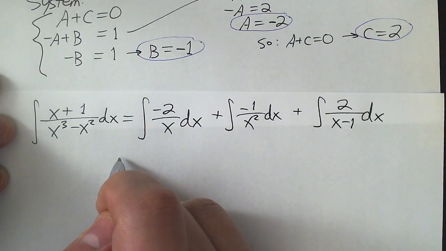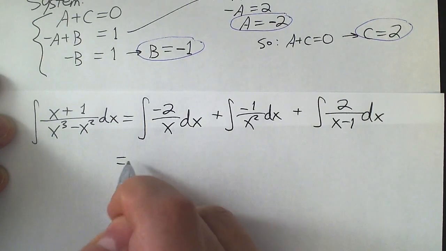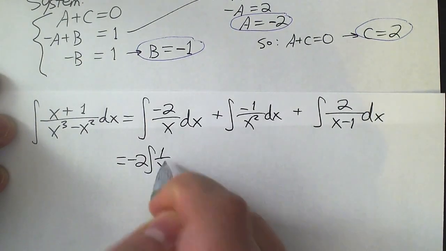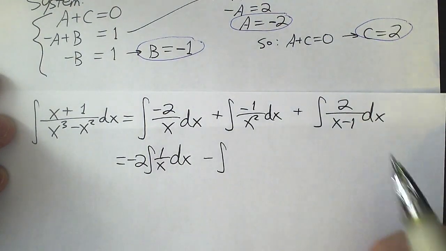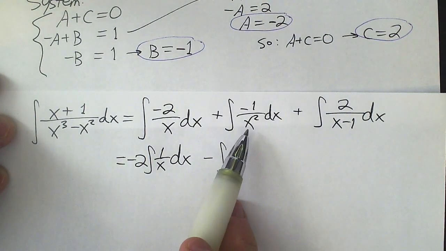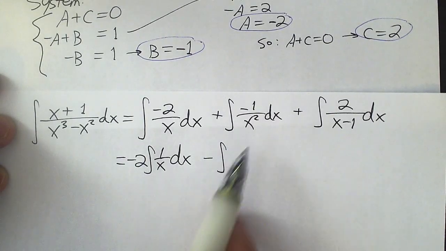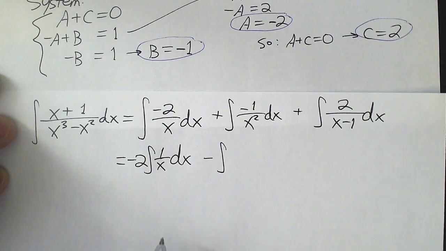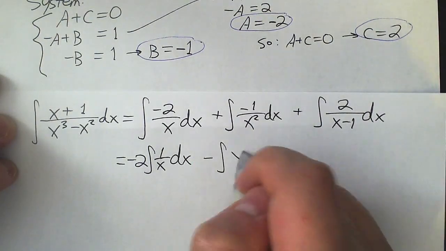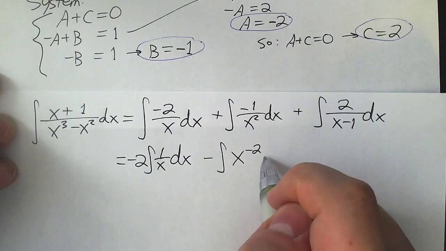So let's see. This is -2. I'll do this to it. This middle one has an x squared here on the bottom. Think about how you would do that. I think the way I would deal with it is make it x to the -2.